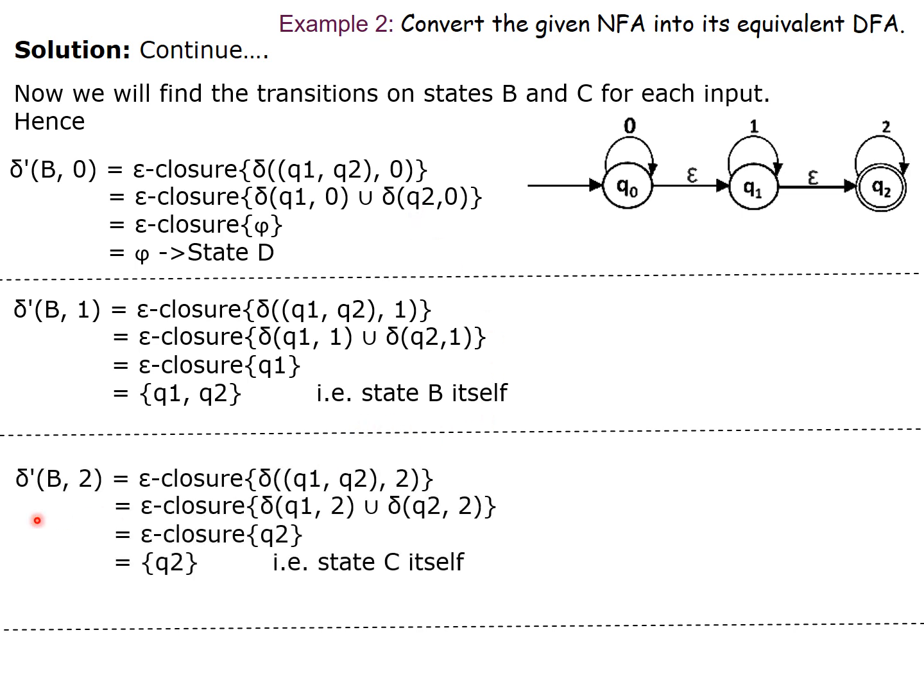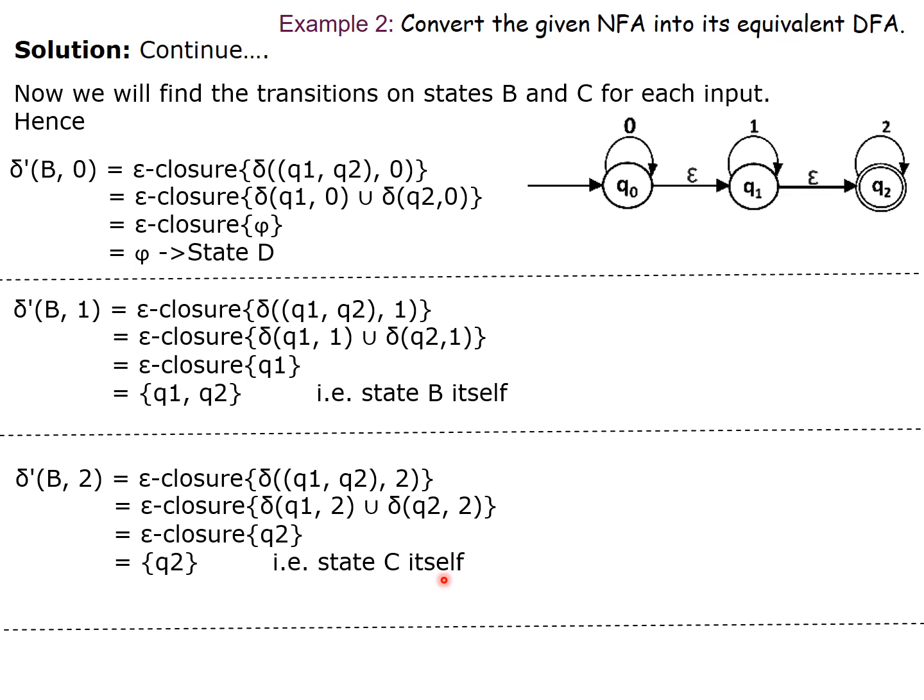On 2, B on 2, again you have to find the transition. Q1 on 2 has no transition, so that will be phi union delta of Q2 comma 2, which has a transition. It will go to the same state Q2. You already know epsilon closure of Q2 is Q2 itself, which is similar to state C. Rename it as it is, right? So B is over, A is over.